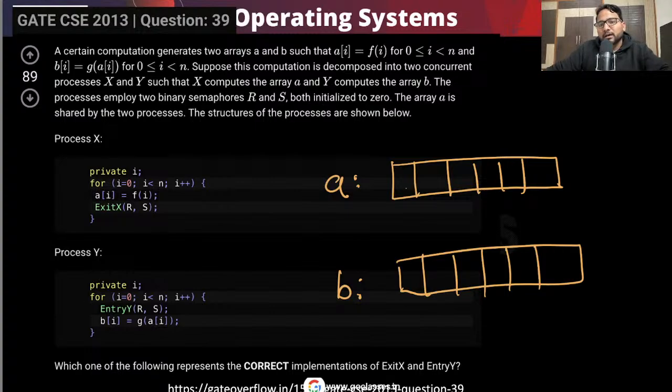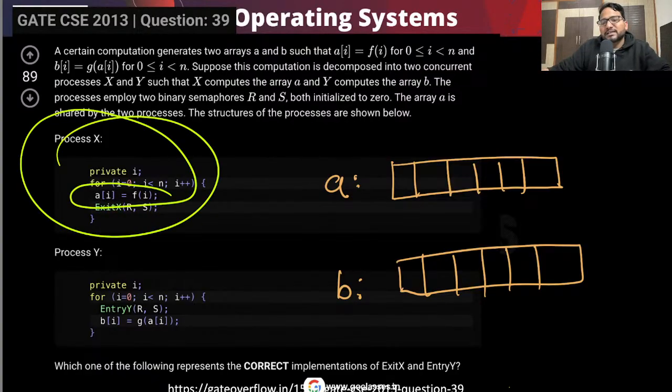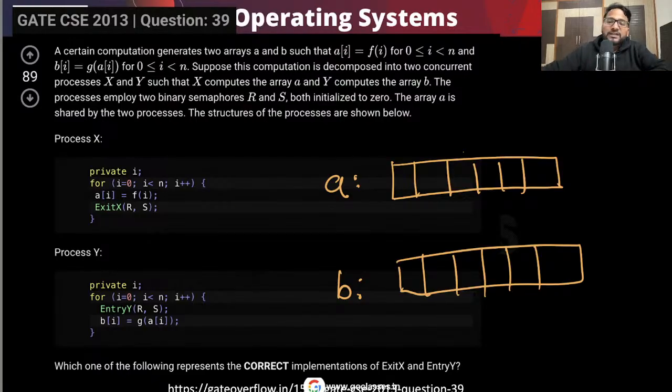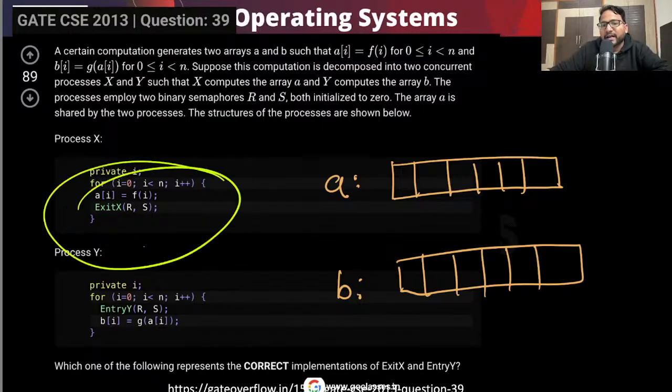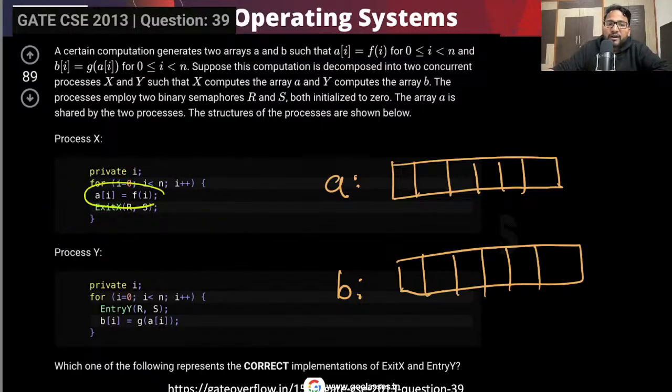Now they are saying that, let's suppose there is a function or a process which says f of I equals a of I, which means this process, as x, is helping you to fill these values. Let's suppose these are the n values, and this process is running n times, 0 to n minus 1, helping you to fill these values, which means a of I. First a of 0, then a of 1, then a of 2.